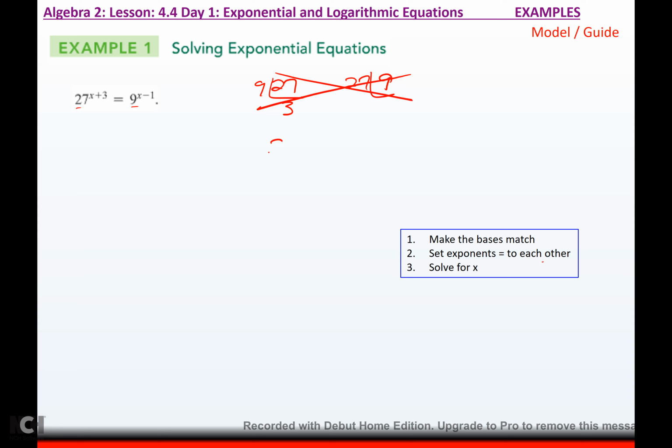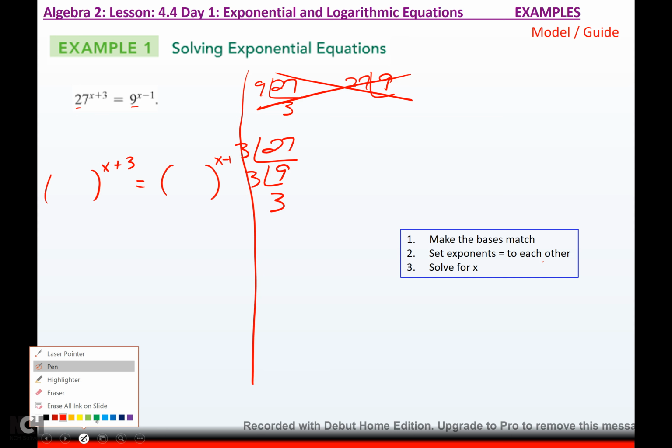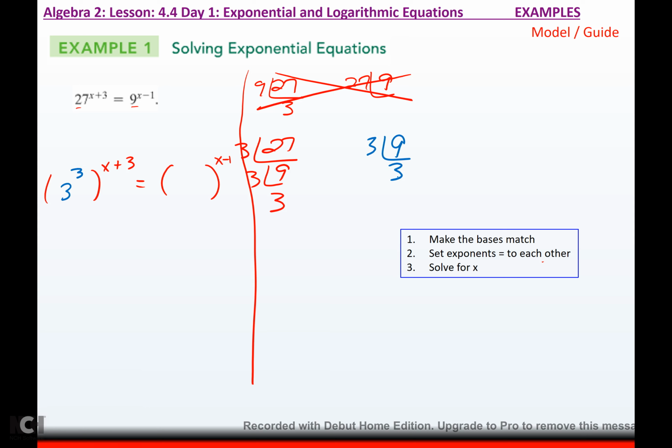So if I break 27 down by 3 would be 9, by 3 would be 3. So 27 I can rewrite as 3 cubed. 9 I can rewrite as 3 squared. Now my bases match, but I've got a power to a power. When you power a power, you multiply exponents. So this is going to be 3 to the 3 times x plus 3. And on this side, this is going to be 3 to the 2 times x minus 1.